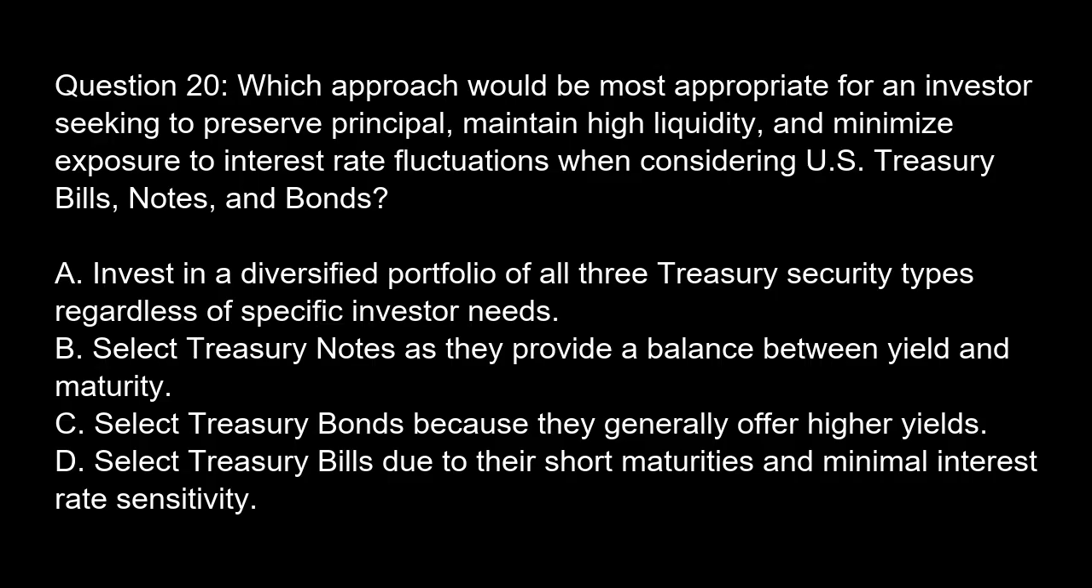Question 20. Which approach would be most appropriate for an investor seeking to preserve principal, maintain high liquidity, and minimize exposure to interest rate fluctuations when considering U.S. Treasury bills, notes, and bonds? Option A. Invest in a diversified portfolio of all three Treasury security types regardless of specific investor needs. Option B. Select Treasury notes as they provide a balance between yield and maturity. Option C. Select Treasury bonds because they generally offer higher yields. Option D. Select Treasury bills due to their short maturities and minimal interest rate sensitivity.